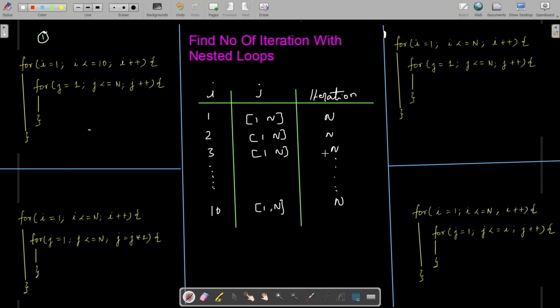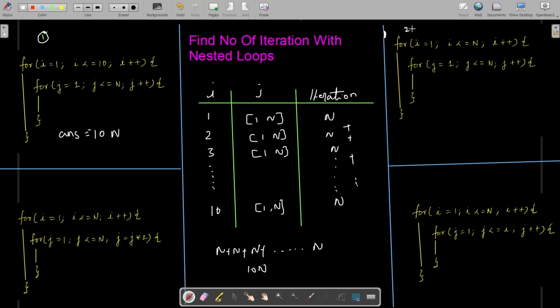Total iteration means you need to add, right? You need to sum up: plus, plus, plus. So how many times do you need to add? n plus n plus n, up to 10 times, because this is the number 10. 10 times you need to add n, right? So what is the total number of iterations? 10n, simply 10 into n. So the answer is 10n.